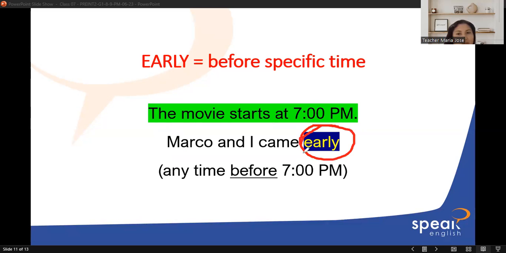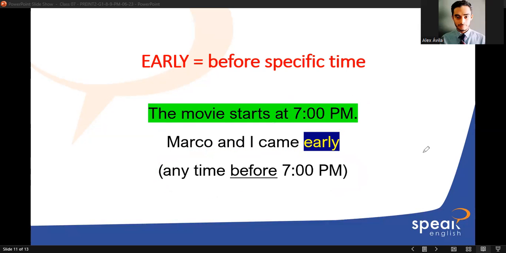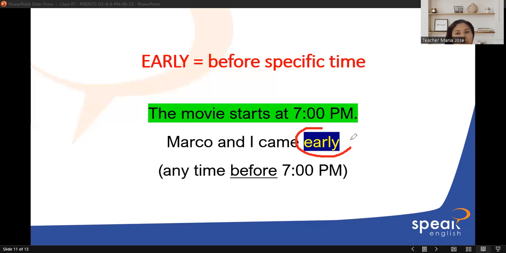Okay. So when I use the expression early in this context, what does that mean, Alex? Anytime before 7 p.m. Excellent. Because they mentioned that it's early. So definitely is before one specific time. And I can give you another example.